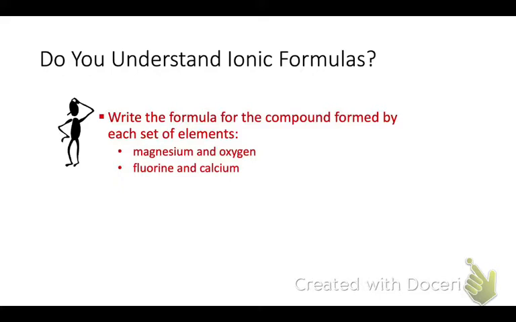Let's go to the next one. Fluoride and calcium. Calcium in group 2A is +2, and fluorine in group 7A is -1. Now look at that. I have more positive charge than negative charge. How do I fix that? I add another negative charge. So now -2 with +2, that will be balanced. So to make an ionic compound, I need 1 calcium and 2 fluorine atoms. That is calcium fluoride.